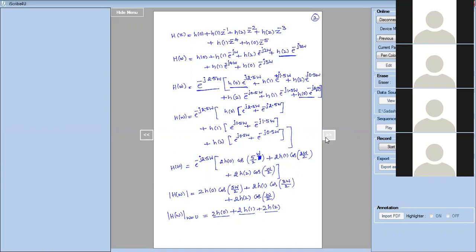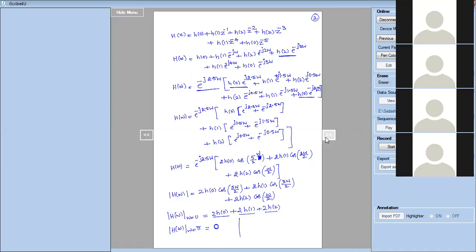Next, let me consider h of omega at omega equal to pi. Can you tell me the value at omega equal to pi? Minus 2h of 0, minus 2h of 1, minus 2h of 2. No, sir, it will be 0. Sorry, it is 0. Understanding? It is 0.